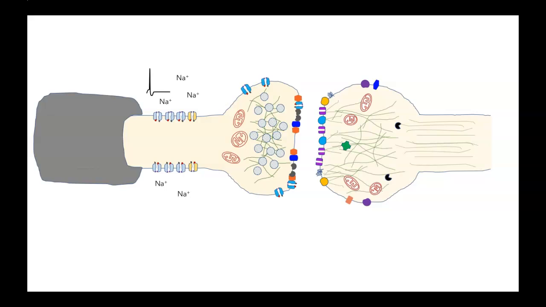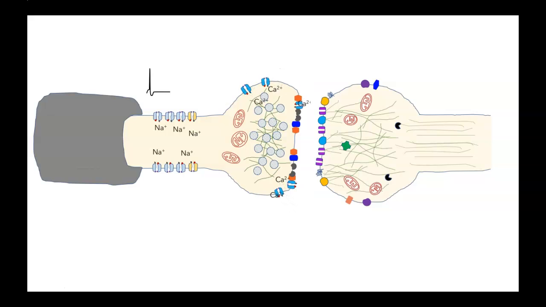There are voltage-gated channels in the axon. Those will be opening up, sodium will come in, and then a wave of positivity can spread into the axon terminal itself where there are voltage-gated calcium channels. These will open up in response to the increased voltage.